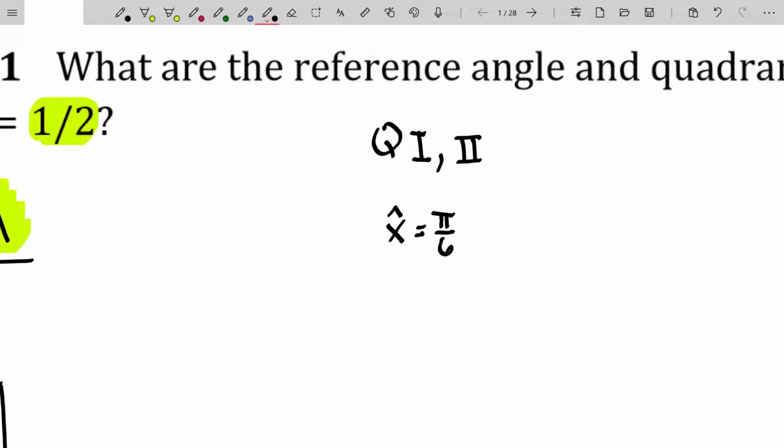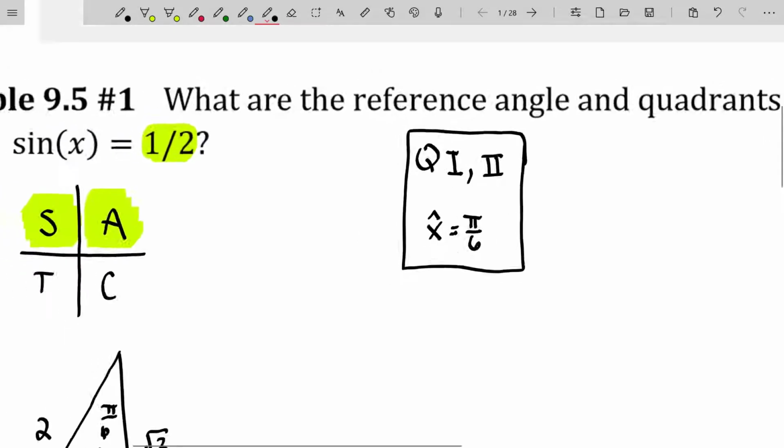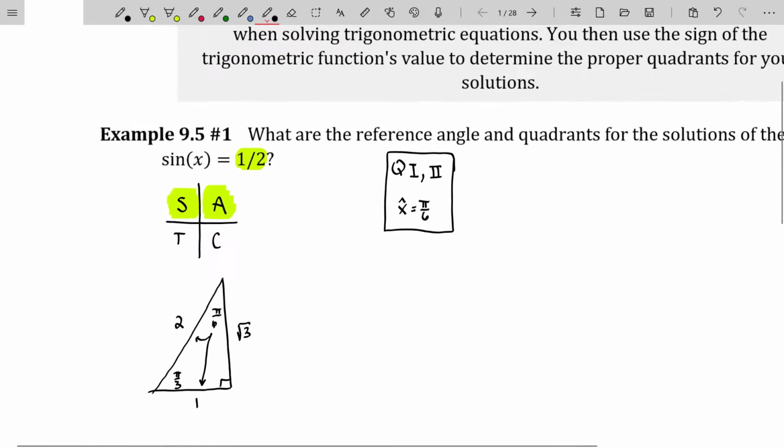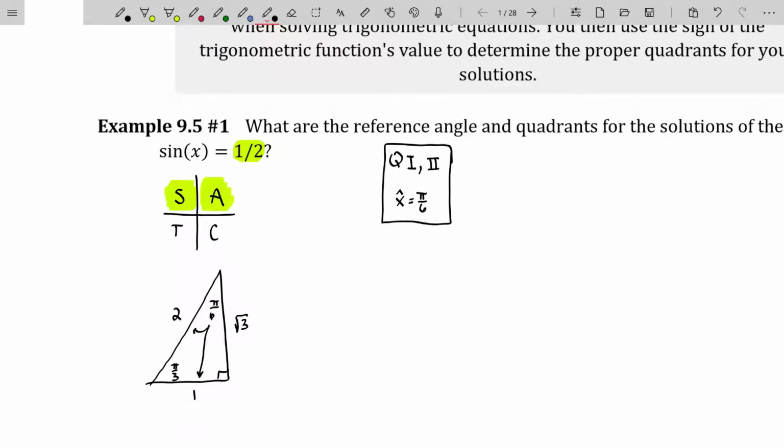So again, trig is about those two things, reference angles and quadrants. For this equation, which we have not solved at all, we know that the solutions are going to exist in quadrants 1 and 2, and they'll have reference angles of pi over 6. That's the only thing I'm asking so far.